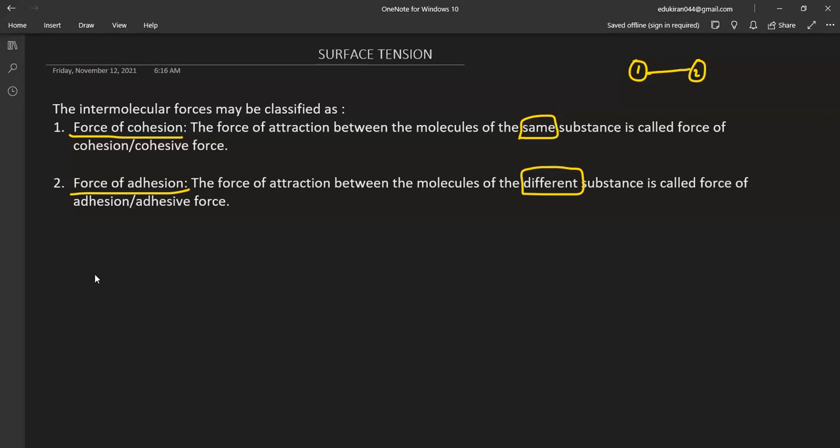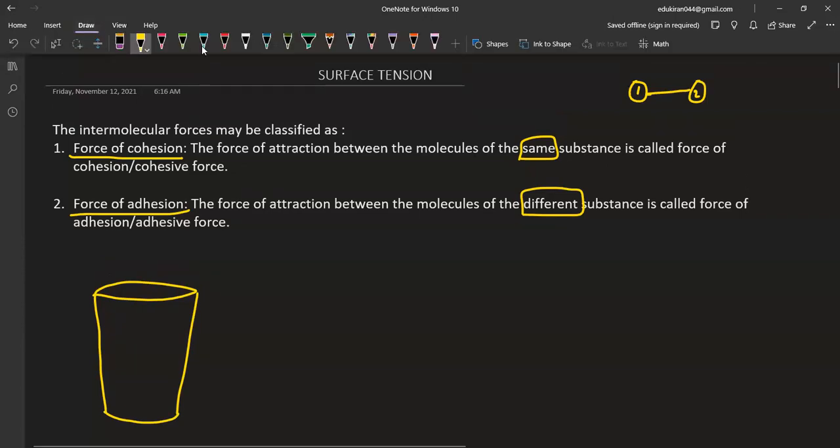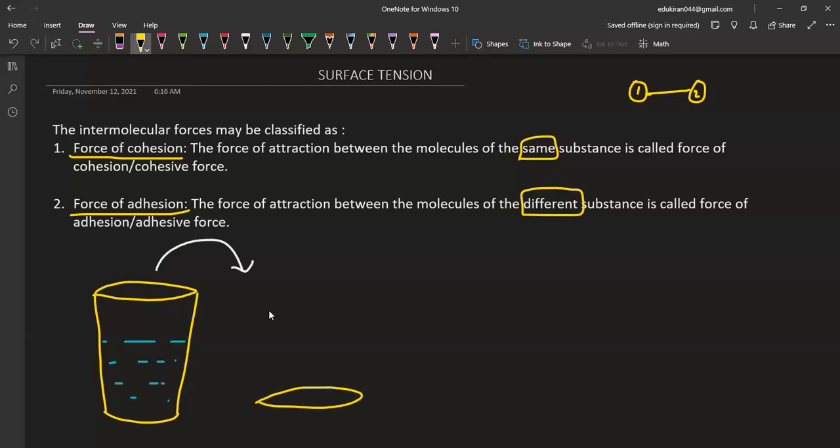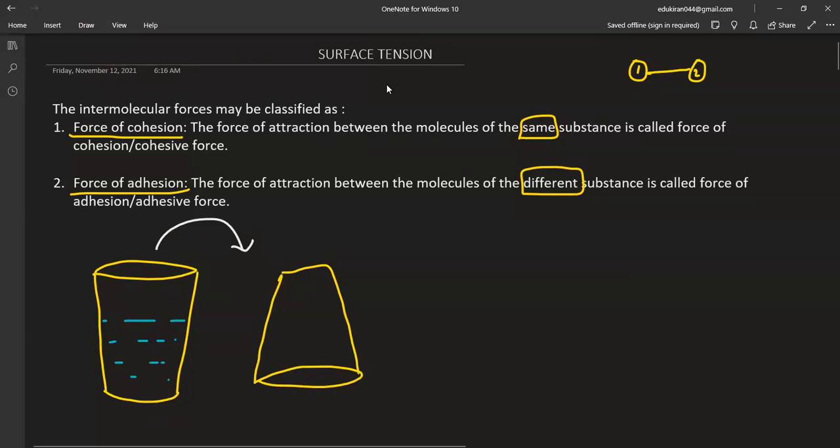If I take a glass, a regular steel glass, and I have filled it with water. Now what will I do? I'll invert it. Class, tell me one thing. Just a question for all of you, a simple question.